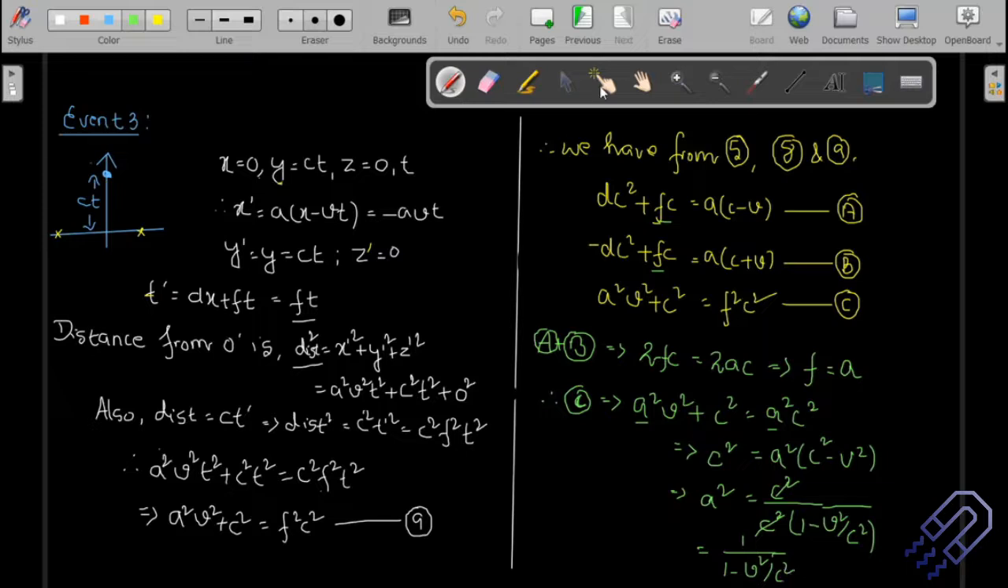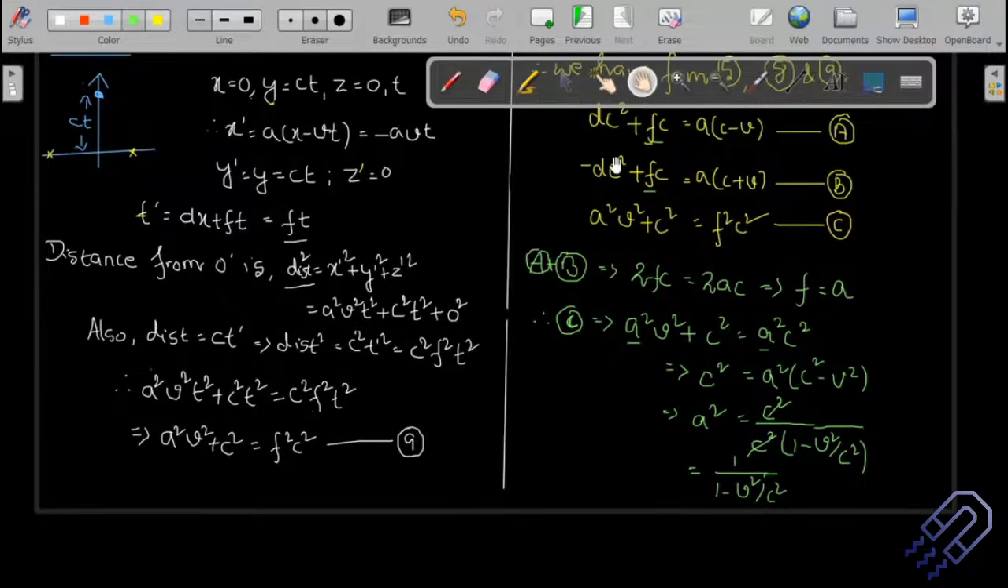So in the end, what is the relation of a that we have? Because we are not looking for a square, we are looking for a. That means it implies that a is equal to root over 1 minus v square divided by c square. So this is the relation that we have. Once we have this, we have already solved for a, and we know a and f are equal. So we have found out what is f and what is a. The only thing we are left with is finding out what is d.